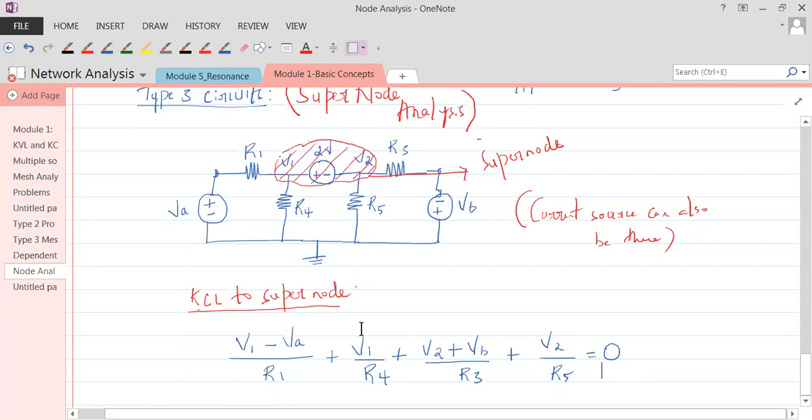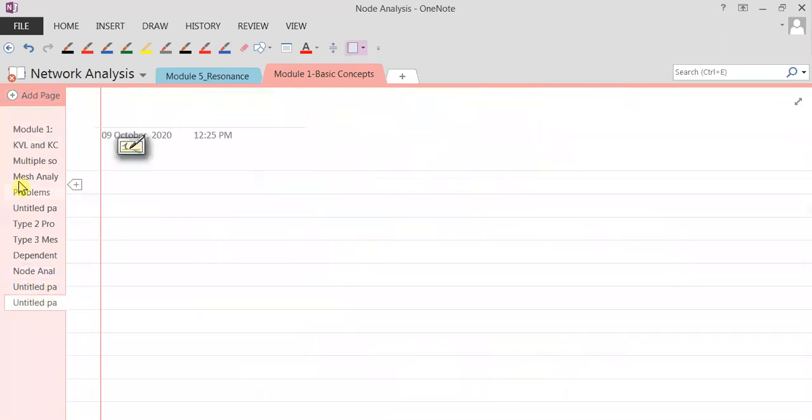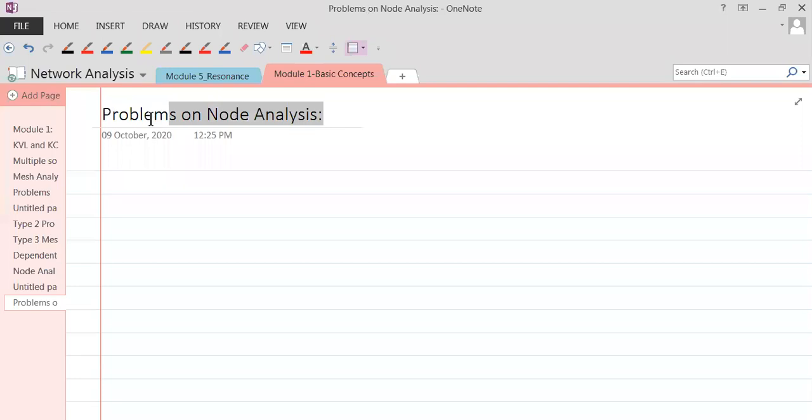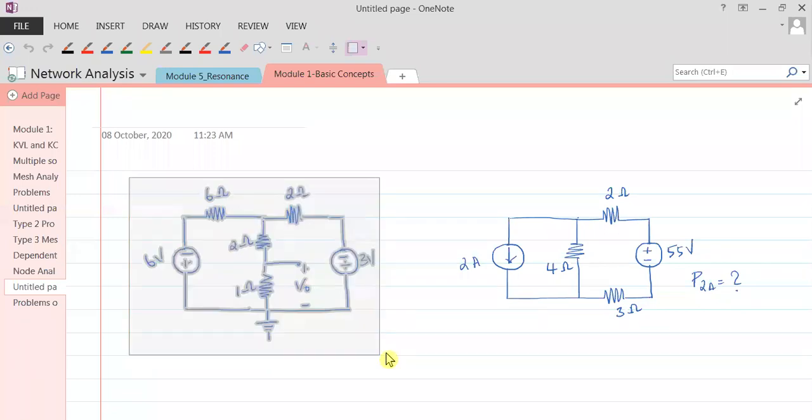So let's go directly with the problems now. Everybody take down: problems on node analysis is what we're doing now. Let's copy down the problem. The problem I have already taken here.